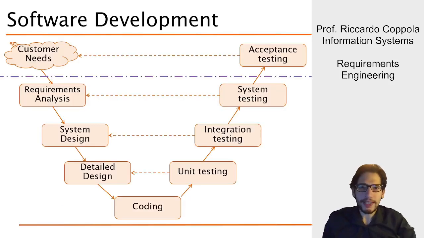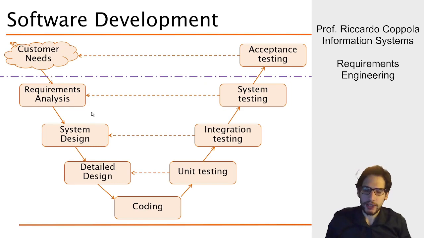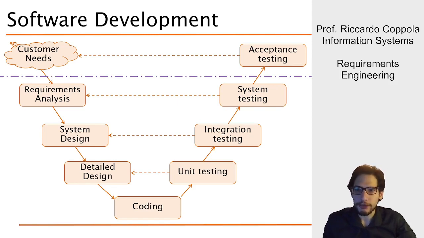So every time we start a process about requirements engineering, about requirements collection, we can see that we have a kind of V model that will guide all our software development activities. All our development process will start from the so-called customer needs. So what my customer or my commissioner needs.